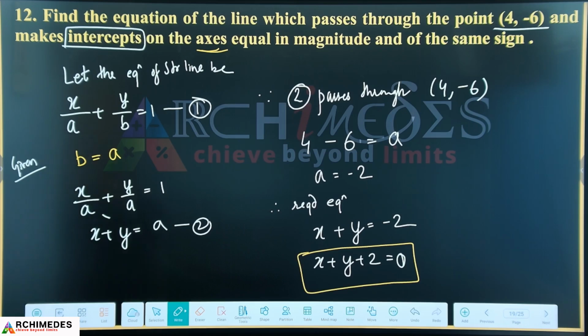For equal intercepts, sometimes they might give you that the x intercept is double the y intercept. So that means if you take y as a, then x is twice a. Suppose the y intercept is double the x intercept, then you have to take x as a and y as 2a. Thrice means 3a, 4 times means 4a. We'll do this type of question in the second class as well, more related to intercept questions.